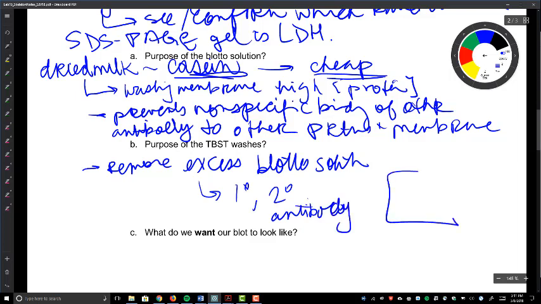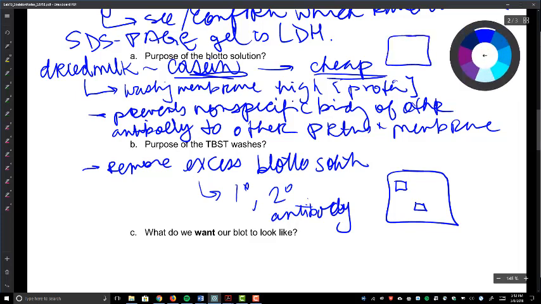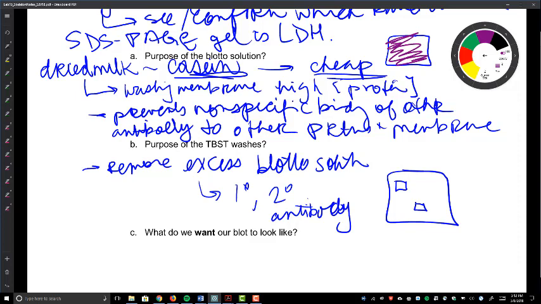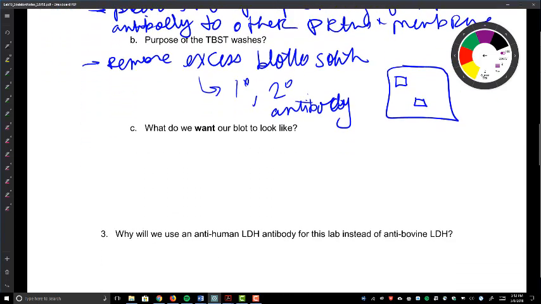And removing those excess proteins is what allows you to get nice defined bands on your Western blot. If you weren't to apply the Blotto, it would be completely purple. But the combination of using the Blotto solution, blocking the nonspecific binding of the antibodies, and then removing any excess Blotto protein and antibody from the membrane is what allows us to get nice defined bands. So ultimately, how do we want our blot to look?